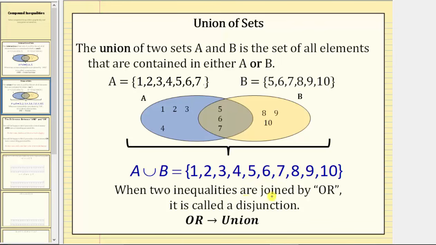When two inequalities are joined by OR, it is called a disjunction. For compound inequalities, for the word OR, we look for the union of the intervals.